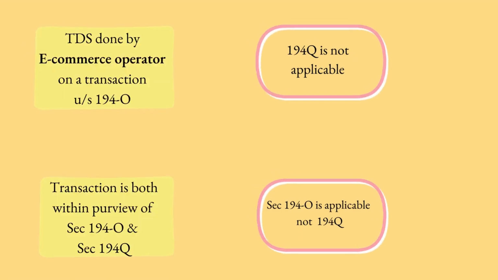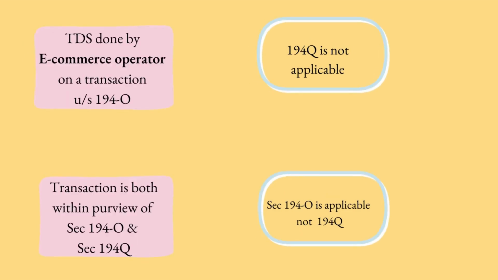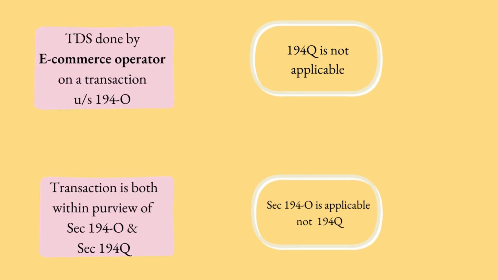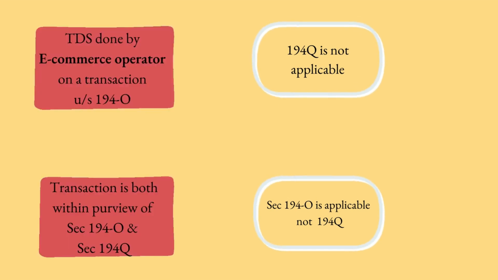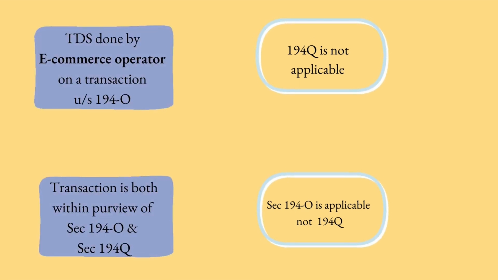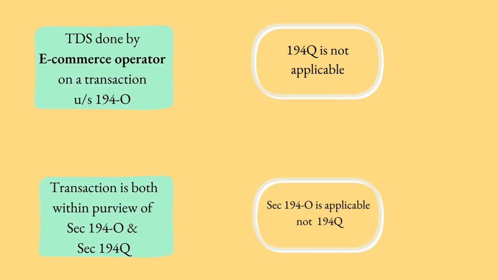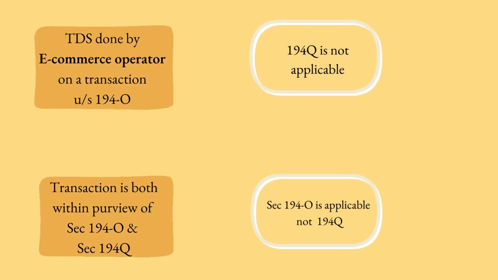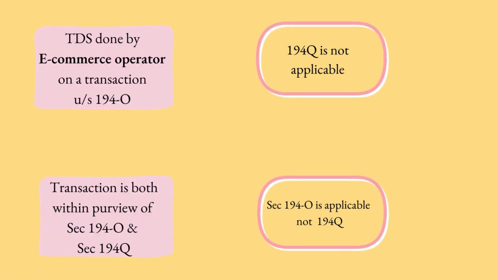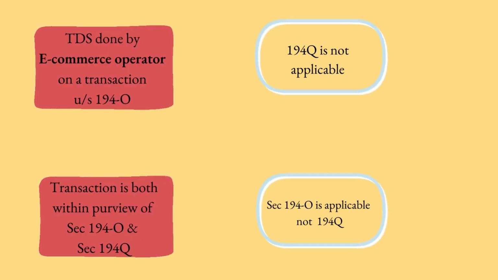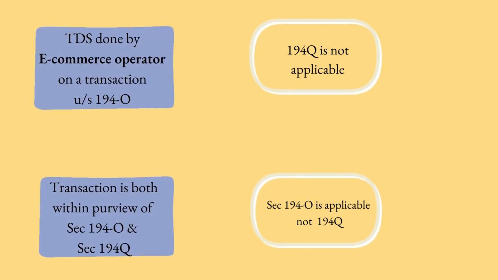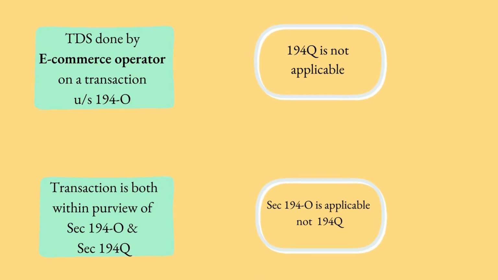Next clarification is with respect to the cross application of Section 194O, 206C(1H) and Section 194Q of the Act. Section 194O is with respect to the e-commerce operator, 206C(1H) is with respect to tax collection at source on sale of goods, and Section 194Q is with respect to TDS on purchase of goods. As per Section 194O sub-section 3, a transaction in respect of which TDS has been done by the e-commerce operator shall not be liable to tax deduction at source under any other provision of this Act.